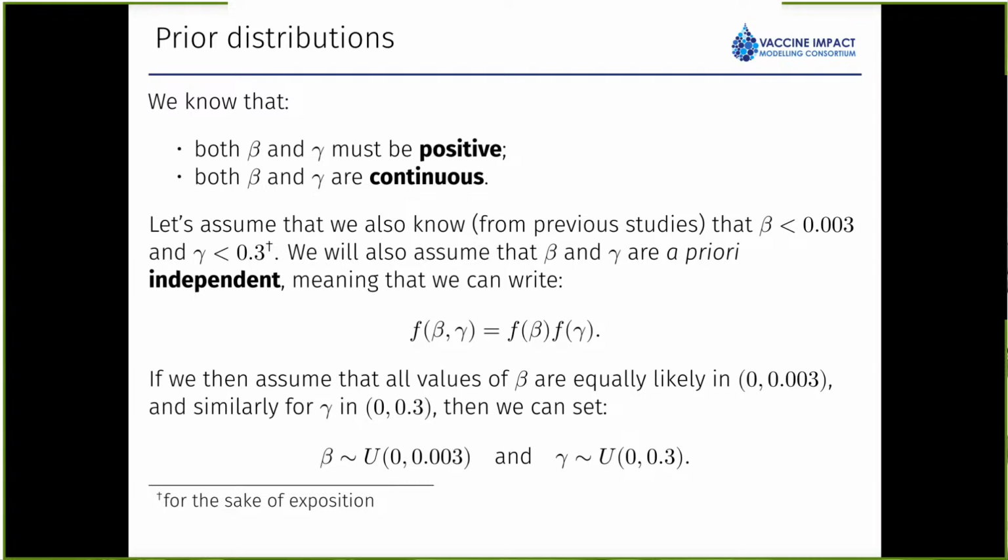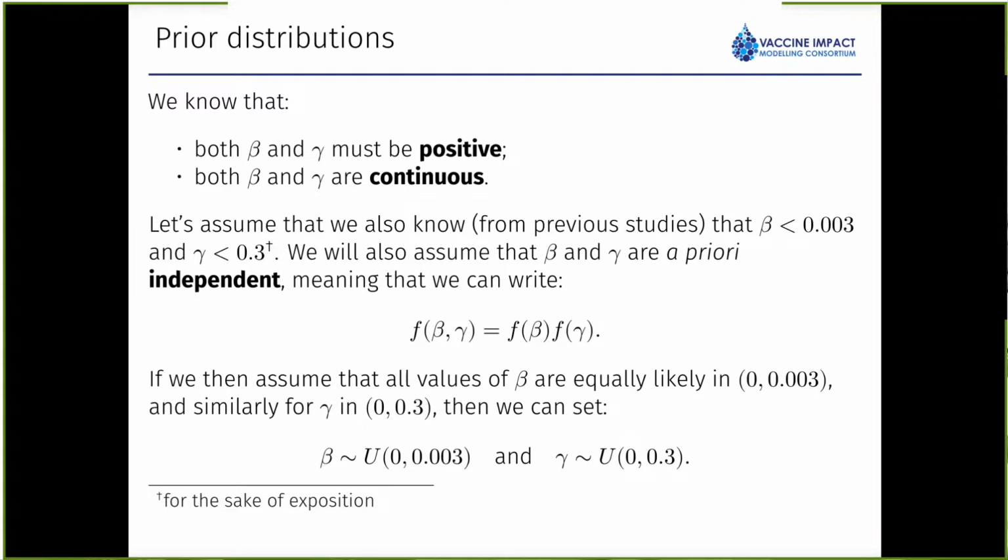Now, for the sake of just illustrating how this works, I am going to choose two very simple distributions here, okay? In practice, you would want to think about what your prior distribution is carefully in advance, all right? But I am going to just say that beta has a uniform distribution between 0 and 0.03, and that gamma has a uniform distribution between 0 and 0.3, okay? This is purely so that I can show you what the priors and the posteriors look like on the same graph, okay?